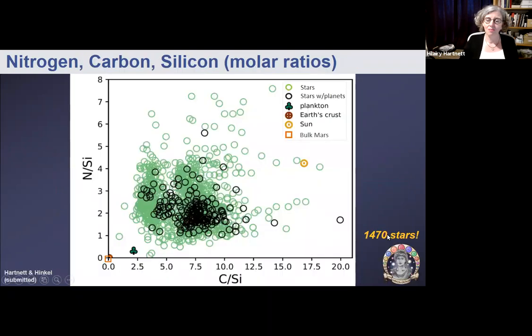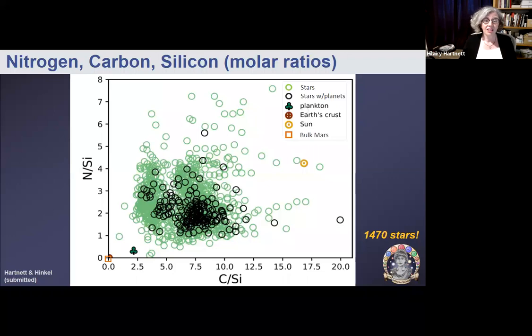Let's look at the data. This is the Hypatia data for nitrogen, carbon, and silicon presented as molar ratios. Carbon to silicon ratio on the x-axis, nitrogen to silicon ratio on the y-axis. The circles are the stars, about 1,500 of them. The ones that are black are stars with known exoplanets. Presumably many of the stars that are green also have exoplanets, but we haven't detected them yet.